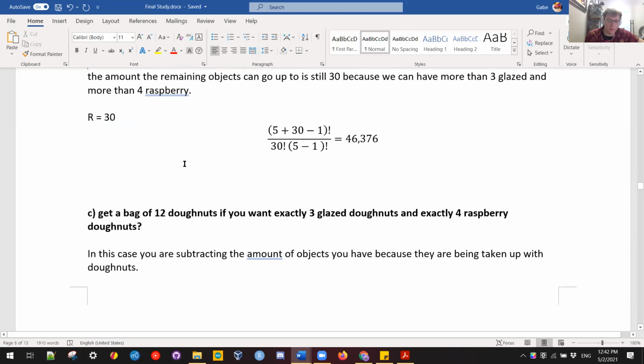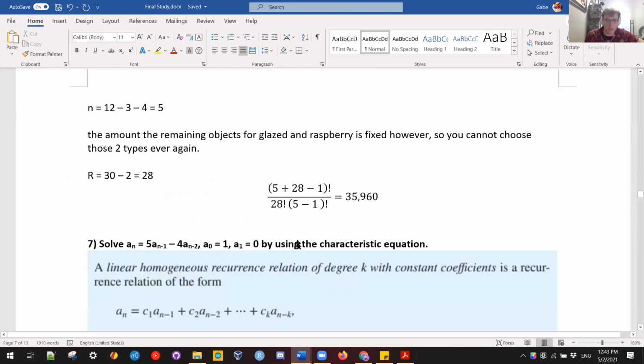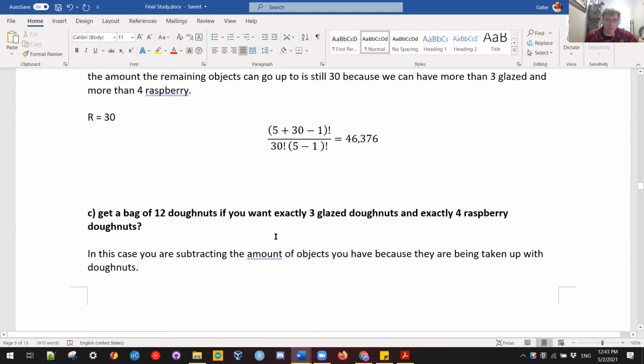This is a lot different than if you want exactly, because if you're doing exactly, then those 2 types can never be chosen again. So we already got the fixed amount because we already chose those 7 donuts, so those are out of the way. But then we also restrict being able to choose from those again. So now each donut can only go up to 28 types, because you can't choose glazed and you can't choose raspberry. So that's the main difference.